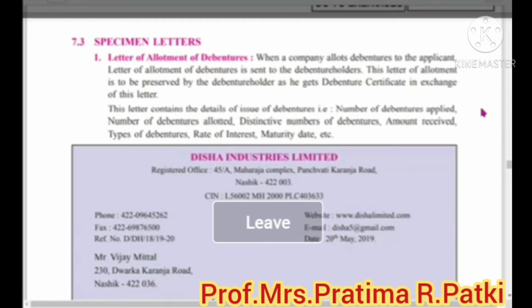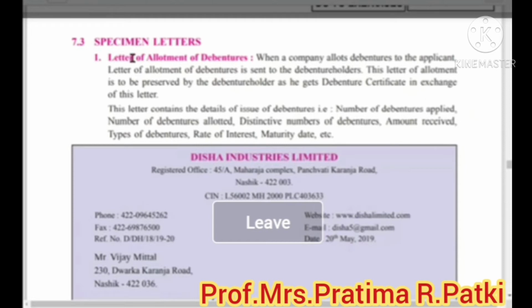Now, a debenture certificate is a document which is a proof that the person has invested into debentures of the company, and all the details about the maturity amount, the interest amount, the period of debenture will be mentioned in the debenture certificate. Hence, it needs to be preserved by the debenture holder.